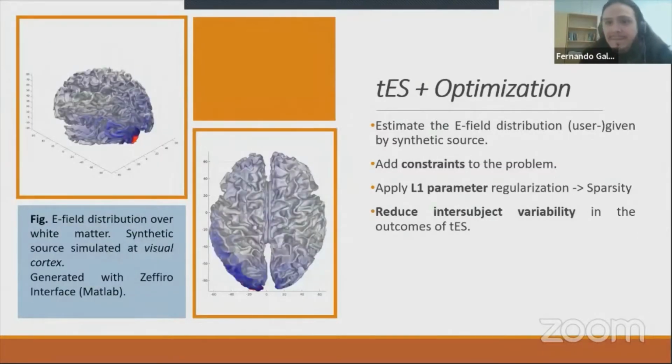Now, this is a slide from, I think, my master thesis seminar. As you can see in the figure here, you can see the electrical field distribution over the white matter when the synthetic source is simulated at the visual cortex. Again, the image was generated using the Zephyro interface. Here, with Zephyro, I estimate the electrical field distribution provided by the users. We add the constraints of the problem. We apply the L1 parameter regularization to promote sparsity, and the outcome will be the reduction of intersubject variability.